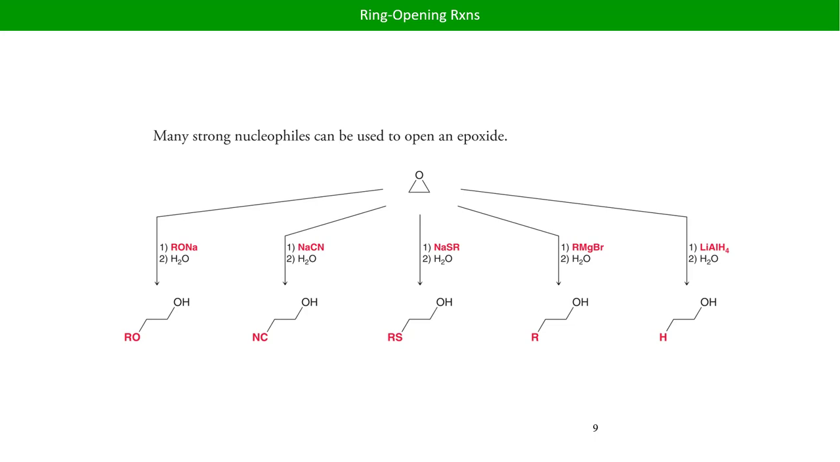And so we can do these ring opening reactions with pretty much any nucleophile we want. Here's some examples of common strong nucleophiles. You can use a deprotonated ether, and that's going to give you that ring opening reaction that will give you an OH on one carbon and an ether on the other carbon.